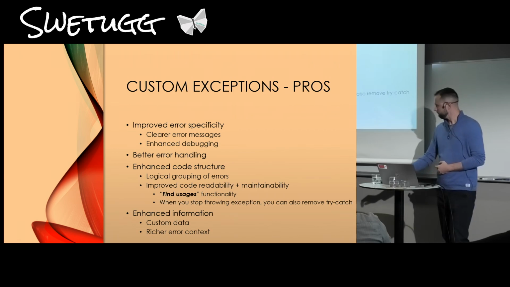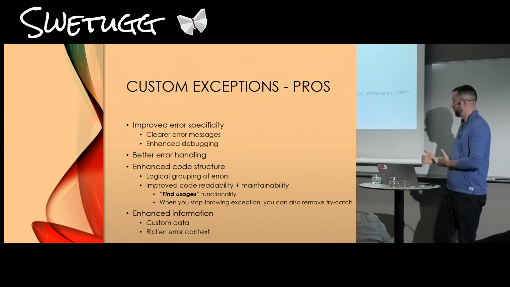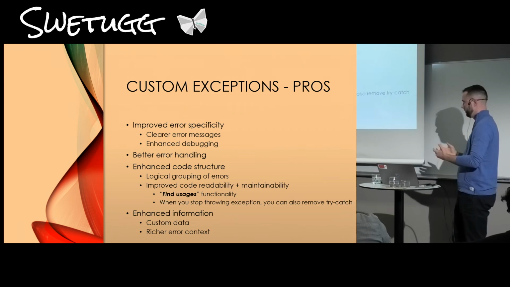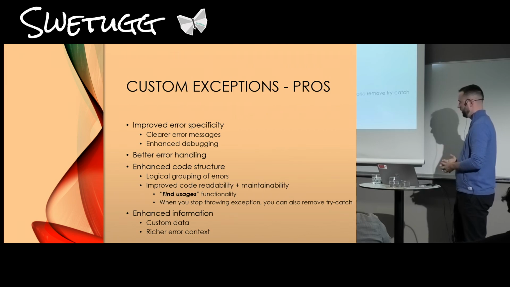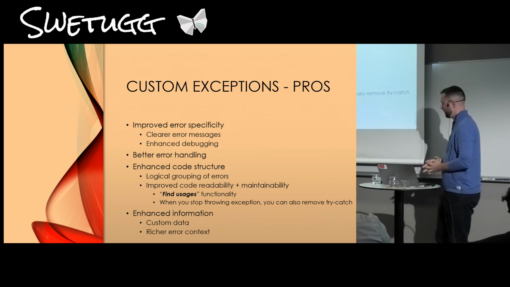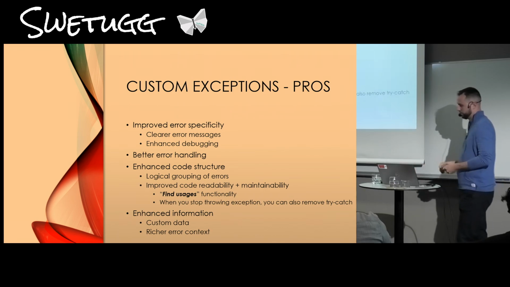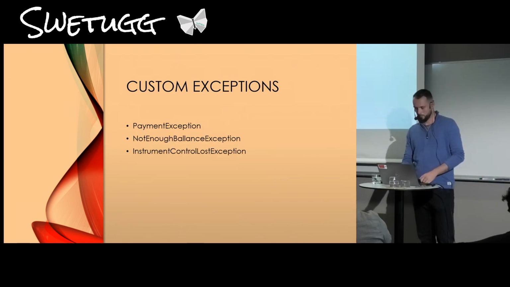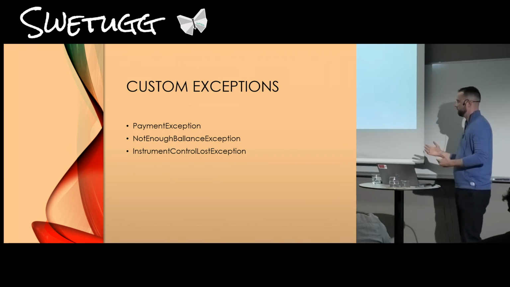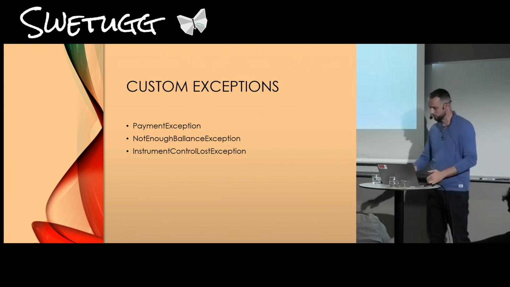Yeah. And you can of course enhance the information. You can put there your custom data, and the context of the error, you can make it richer, let's say, or if the properties that I mentioned at the beginning are not sufficient for you, you can put some more properties to the exception if you create a custom exception. Yeah, so it's like payment exception, for example, not enough balance exception, or instrument control lost exception.